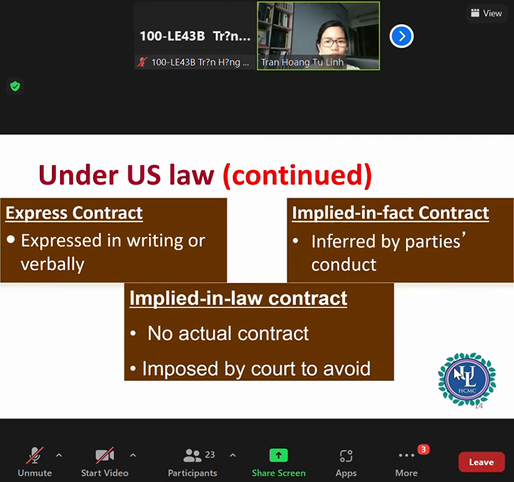So this type of contract differs from an express contract. How? The conduct of the party, rather than their words, creates and defines the terms of the contract. Okay, again. So an implied in fact contract differs from an express contract in that the conduct of the parties, rather than their words, creates and defines the terms of the contract.